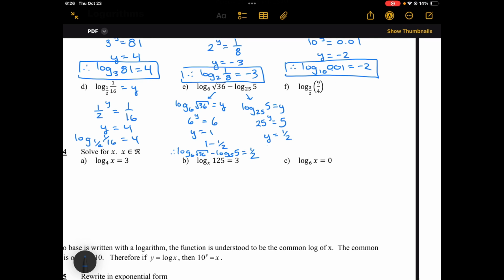So if we keep going, there's a couple more examples here. I'm going to set this equal to y, and then I'm going to change it into exponential form, and then I'm going to solve for y.